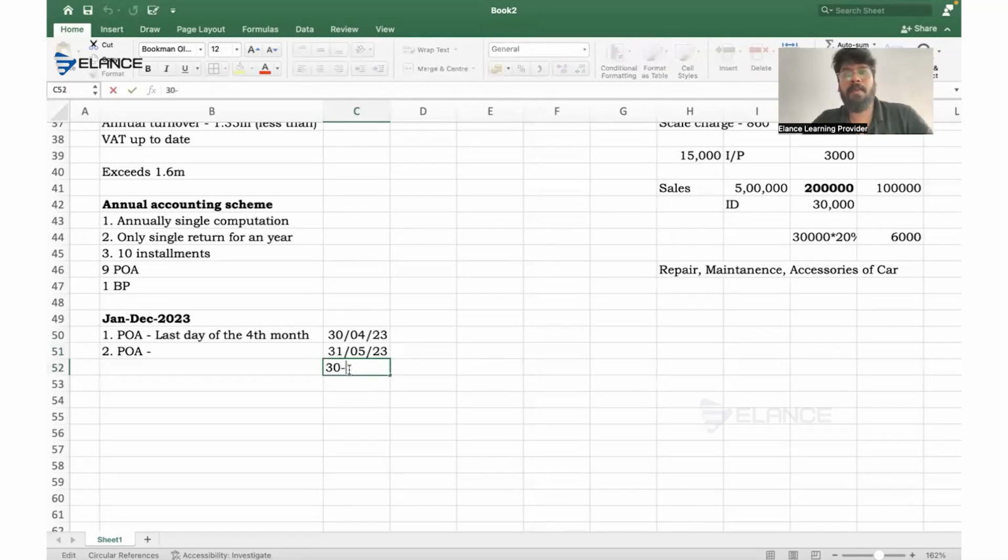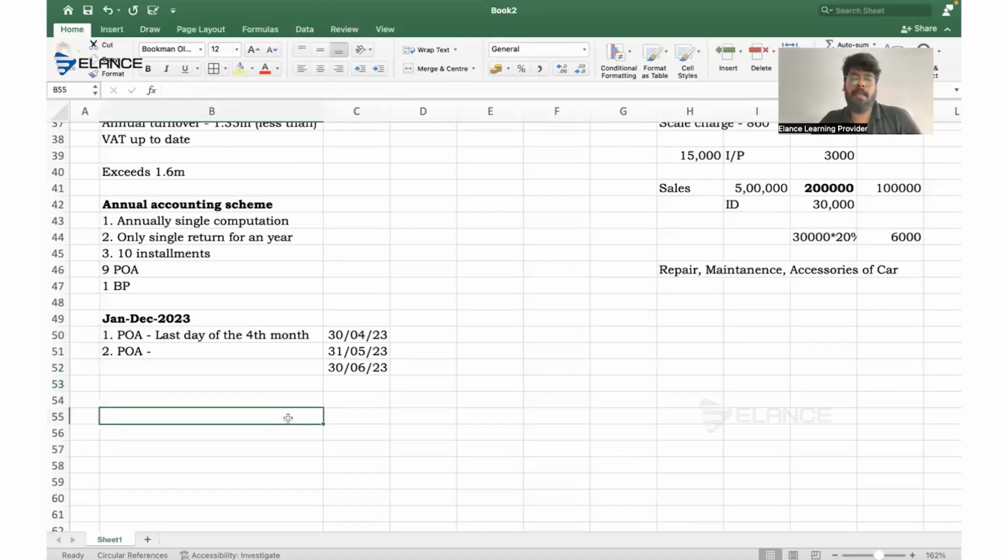The next payment on account will be due on 30th June 2023, and the next on 31st July 2023. Like this, we should make 9 payments on account. The first payment on account is due on the last day of the 4th month, and after that, a payment on account will be due every month.